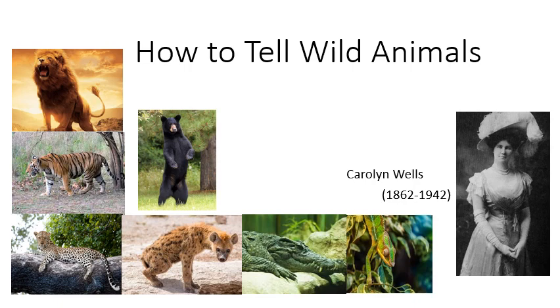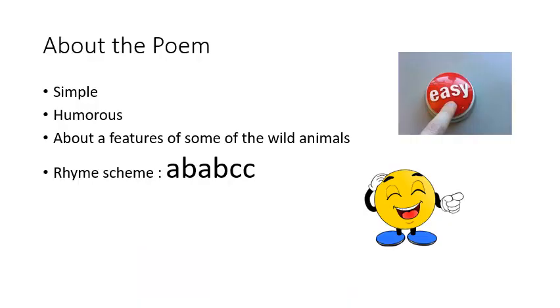Hello there. Today we will do the poem 4 from the book First Flight of Class 10th. The title of the poem is How to Tell Wild Animals, and it is written by an American writer, Carolyn Wells. She has written a number of books for children. This is a very simple, humorous poem.